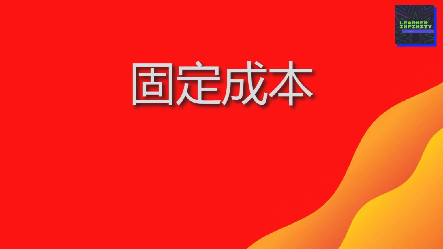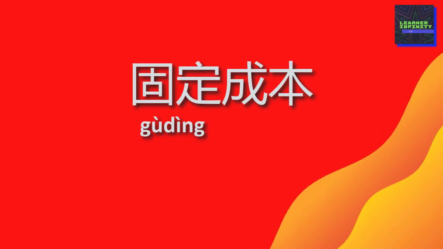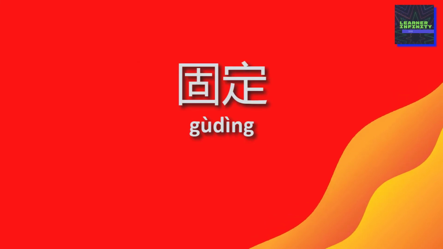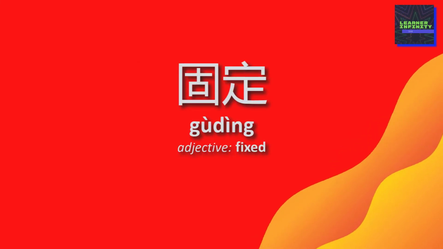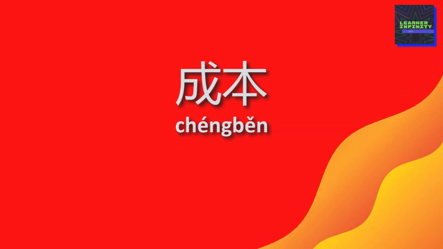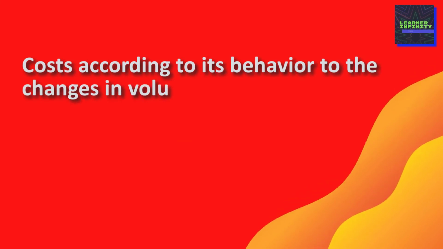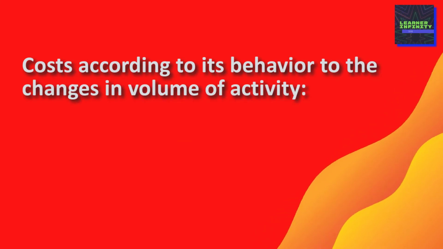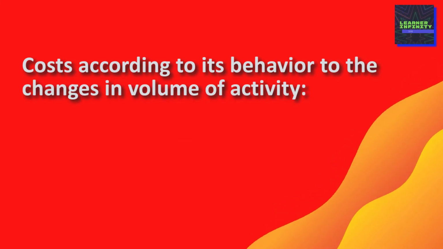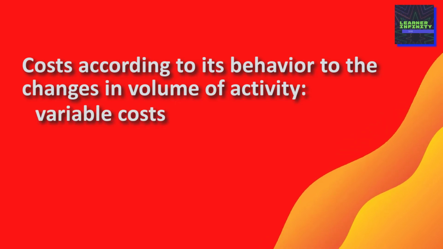Next is a word opposite to variable cost. 固定成本. 固定 is an adjective which means fixed. Adding the word 成本, which means cost, 固定成本 is fixed cost. Another way to classify cost is based on its behavior to the changes in volume of activity. In other words, you will determine if such cost is variable cost or fixed cost.